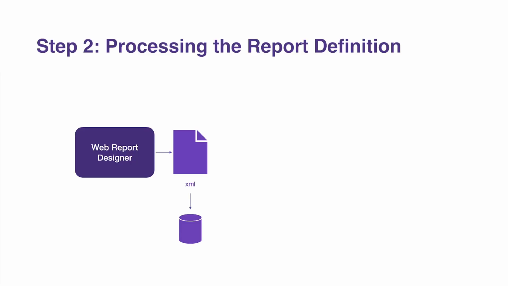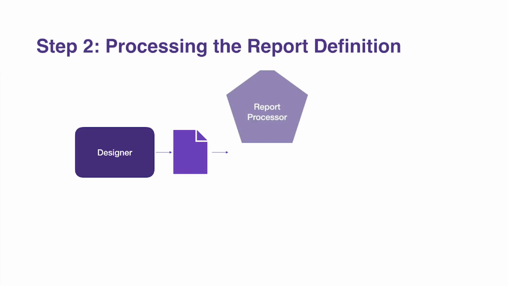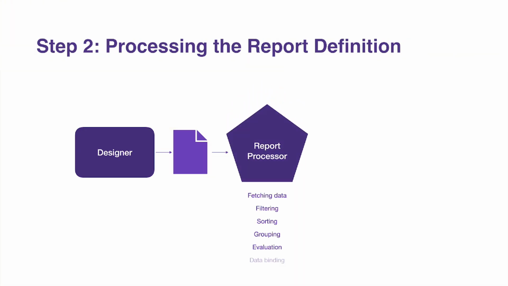Once the report is defined and the definition XML is generated, the file needs to be referenced by the report processing service. When a report viewer requests the report from the service, the processing stage of the report begins. In this stage, the fetched data has to be filtered, sorted, and grouped. The expressions have to be evaluated, and data has to be bound to the report UI elements.